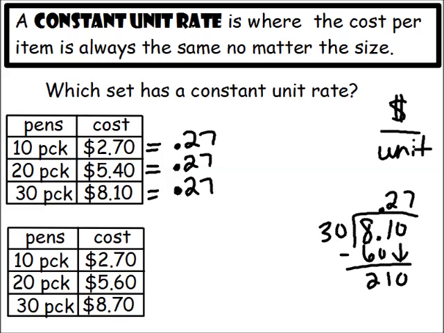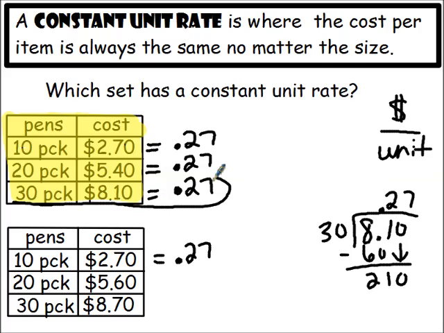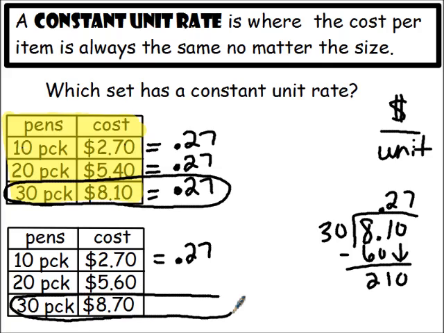So clearly, we have a constant unit rate in this first example given. Notice at the bottom, these are the same. That's 27 cents. And if we paid $8.10 for a 30-pack and it came out to 27 cents, we already know that this one will come out to something different. So will it be a constant unit rate? No, it will not. And so we don't have to continue dividing at this point.